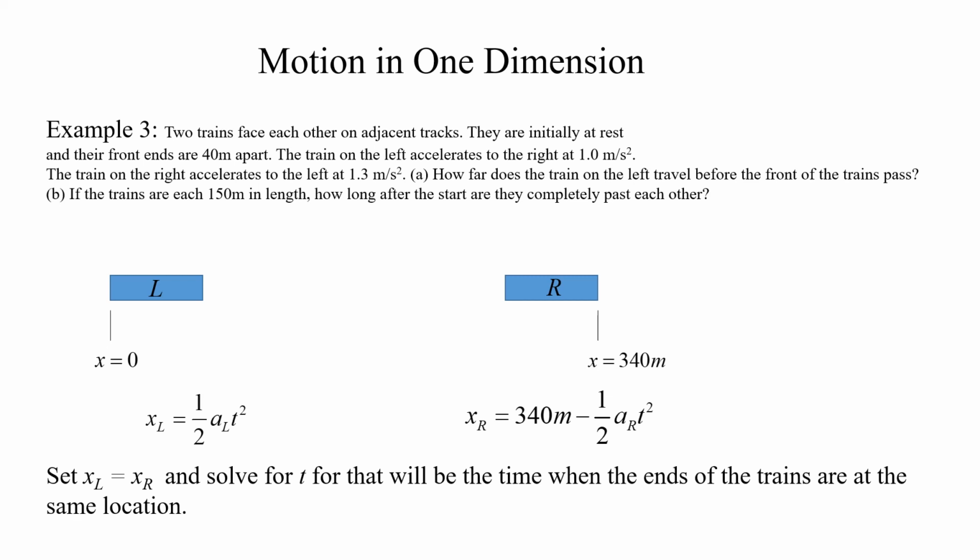Now the trains pass each other when these two positions are equal. So I just set x sub L equals x sub R and solve for the time. And that will give me the time when the ends of the trains are at the same location. Now I won't go through the algebra and plugging in the numbers, since this is exactly the same as what we did for part A. So I'll let you do that as an exercise for yourself. All right, so that concludes this example.